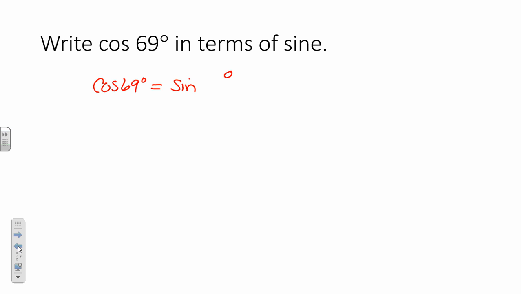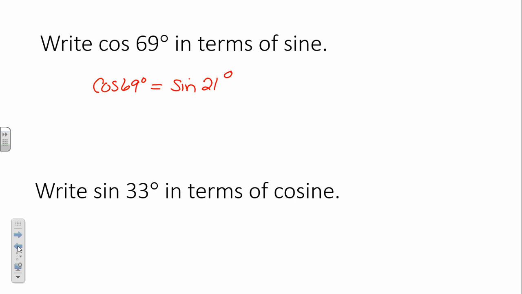Sine of how many degrees? Why is it 21 degrees? Why is it 21? 21 and 69 add up to 90. So we get the sine of 21 is the same as the cosine of 69. Make sense? Okay.